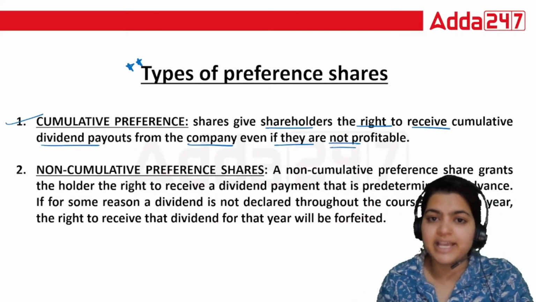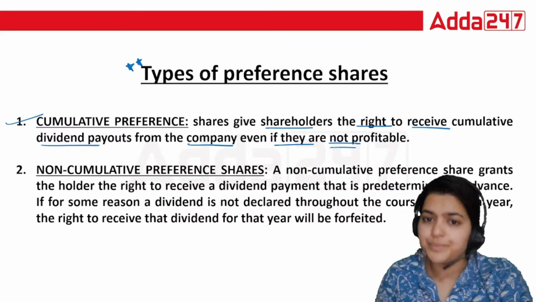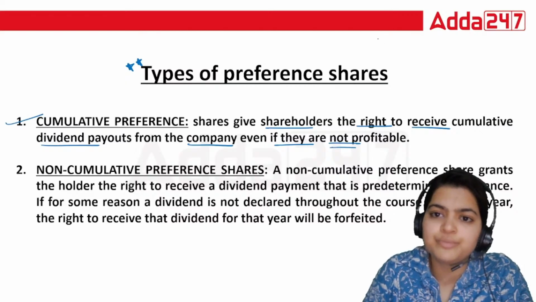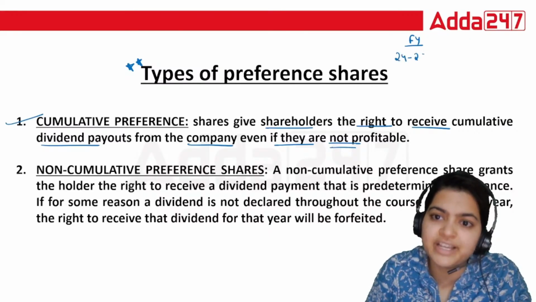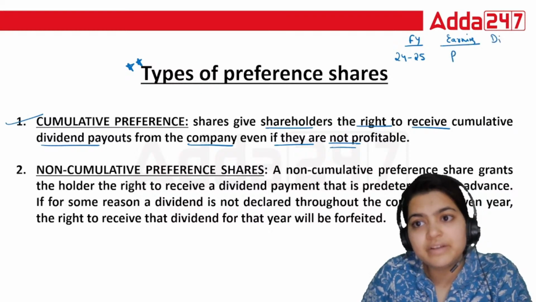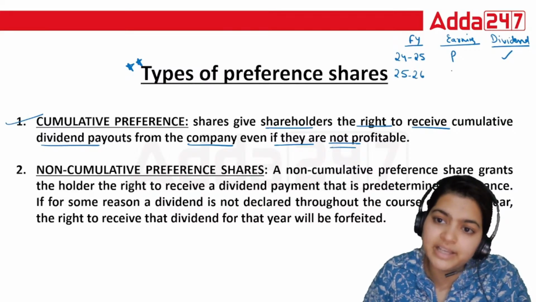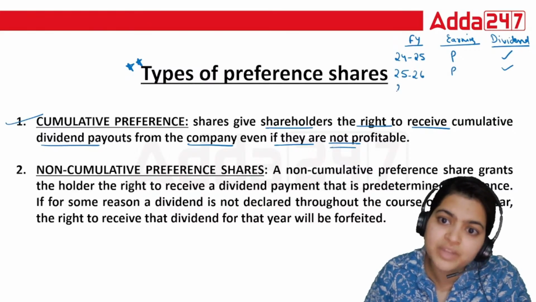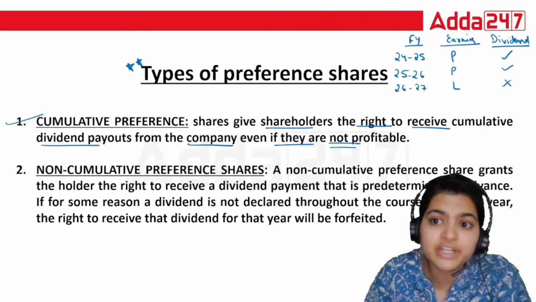What they are saying is, if the company issues these cumulative preference shares, and let's say the company is earning profit. Let's say here you have the financial year 24-25. The company earns profit, so the company will pay dividend. Let's say this is 25-26, the company again earned profit, so the company will pay dividend. In 26-27, the company incurred losses, so no dividend will be paid.